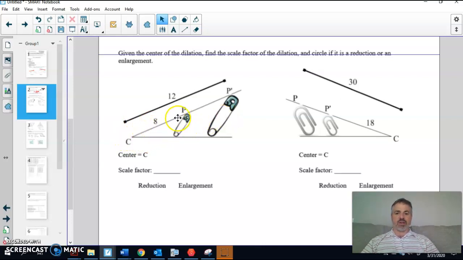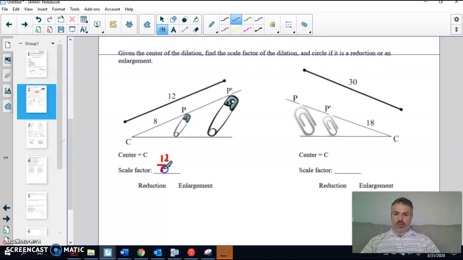This corresponding measurement 12 would go over the corresponding measurement of 8. So the scale factor here would be 12 over 8, because the image has to go over the pre-image. I can reduce that by taking a 4 out of both, so that goes down to 3 over 2. The scale factor is 3 to 2, and since it's larger than 1, it's an enlargement.